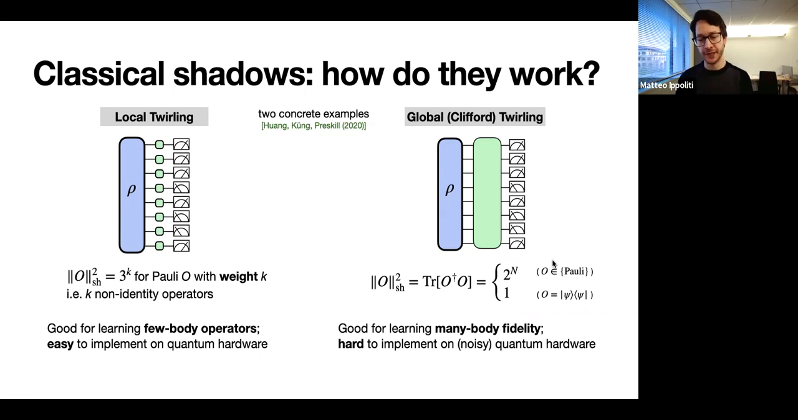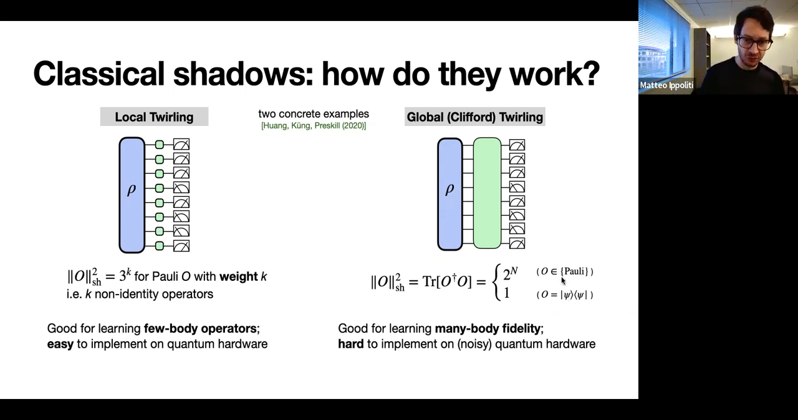What this is good for is, for example, a many-body fidelity. So, if your operator were a rank 1 projector, then the thing you're learning really is the sandwich of rho between psi, and that's the fidelity, which is often useful, for example, to figure out whether the state you've prepared is really what you thought it was going to be. However, this can be hard to implement on noisy quantum hardware because you don't have at your disposal a big random matrix. You have to factor it into a deep circuit, and the noise is going to be very severe.